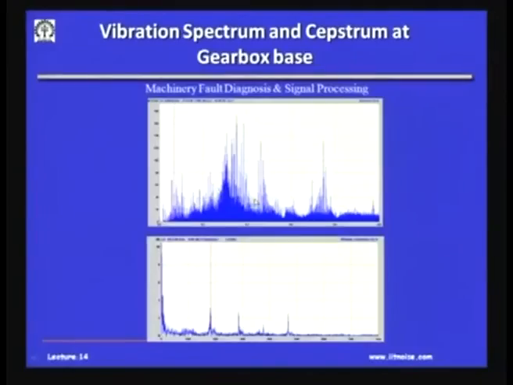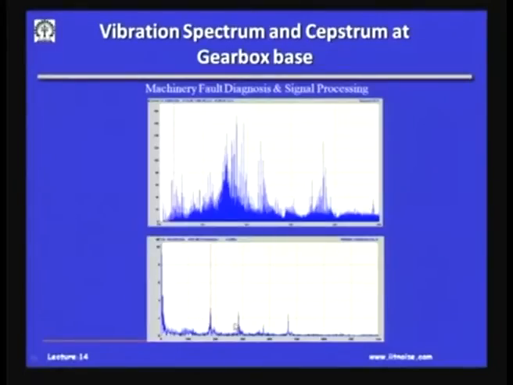The effect of the path etcetera is lost, because if you look here at the gearbox base, a lot of effects of the path etcetera were there. The gearbox base was loose. In fact, we had discovered many loosenesses in the gearbox foundation itself, and all those effects are nullified once you do the cepstrum. Those effects can be easily removed.